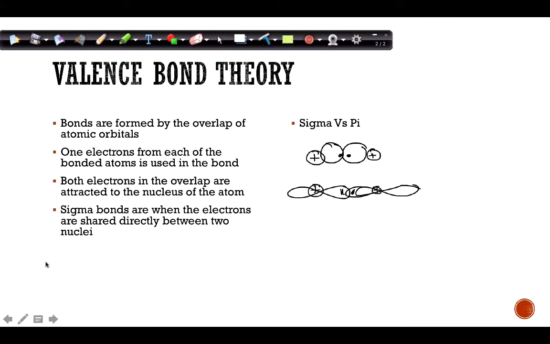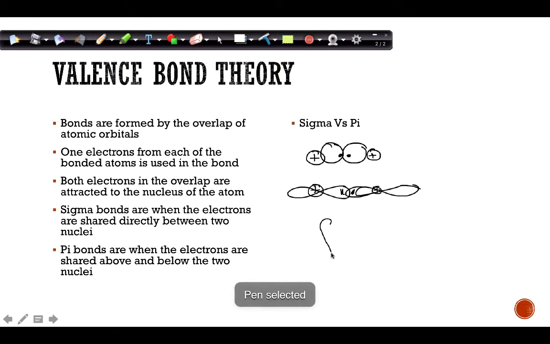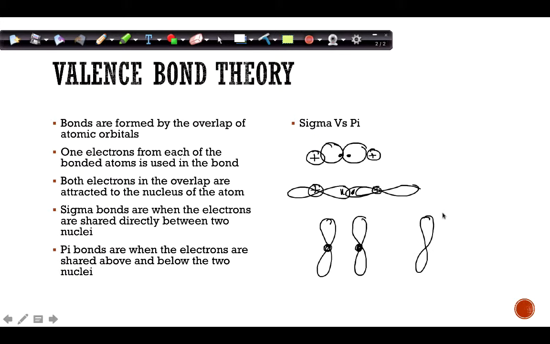Now, a pi bond happens when the electrons are not being shared directly between the nuclei. So a pi bond would be like this. So we have our p orbitals, and here are my nuclei right here. So we have these two p sublevels, and basically when they bond, the electrons are going to be shared like this. So they'll be shared here and here. And the nuclei are right here. So they're not being shared directly between the two nuclei.